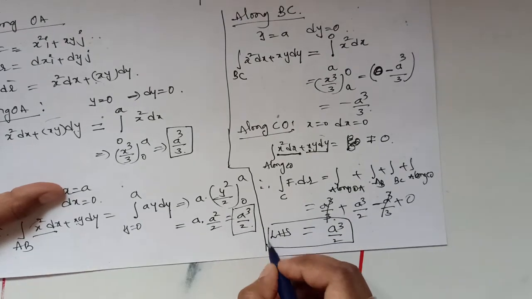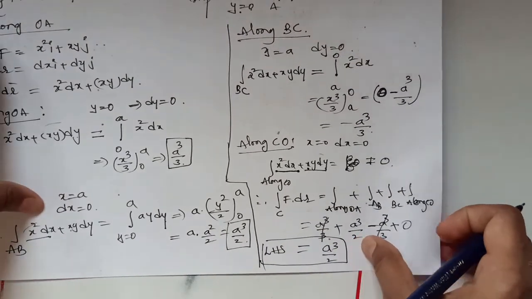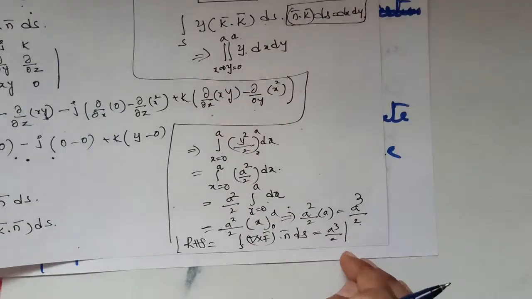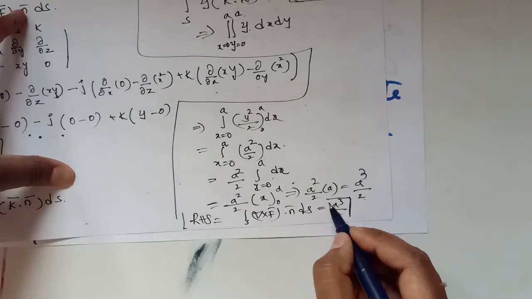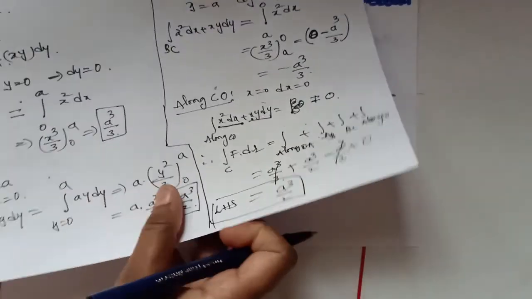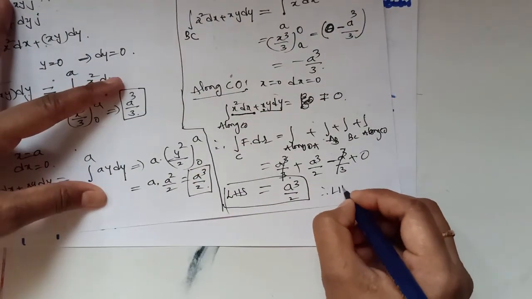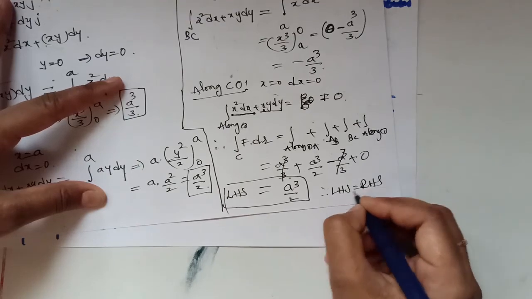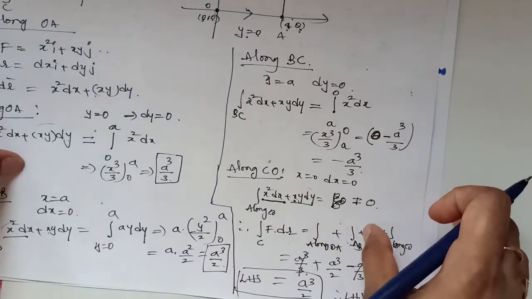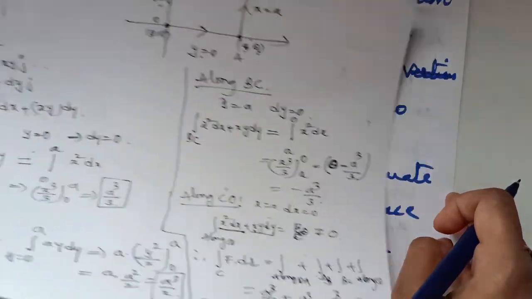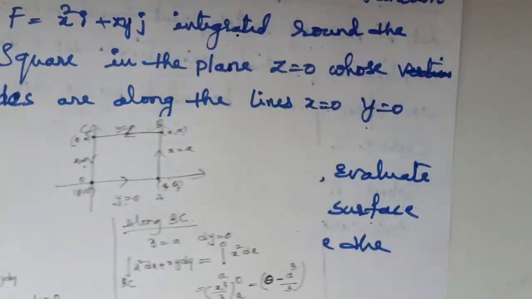So A cube by 2 we got as the LHS value, and the RHS value we also got as A cube by 2. Therefore LHS is equal to RHS. Verified Stokes theorem. This is about the first problem. Next, the second problem.